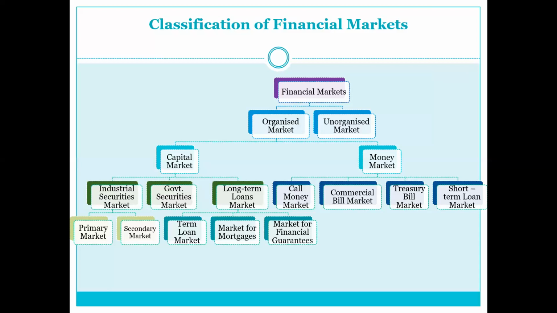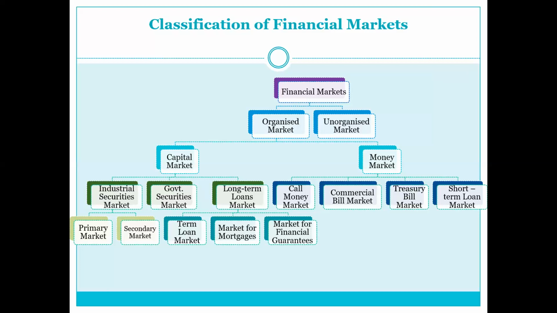Now, the third category under capital market is long-term loans market. It is again classified into the term loan market, market for mortgages, and market for financial guarantee. The term loan market is the market for loans for a period of 3 years, 5 years, 15 years. That is the loans for a specified period of time. And if the period is for a long period of time, it comes under long-term loans market. Market for mortgages deals with the loans taken on immovable property like house, land, etc.